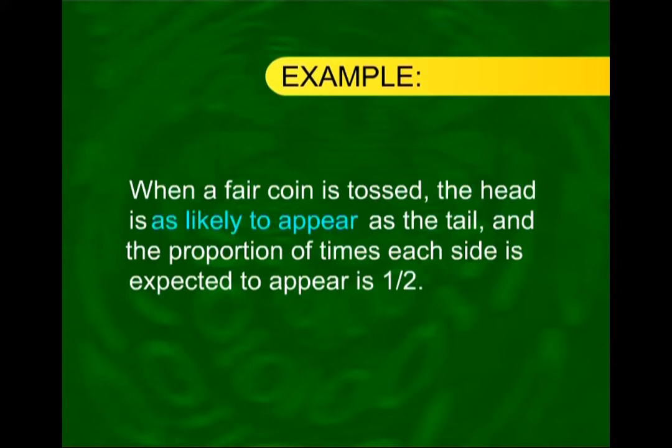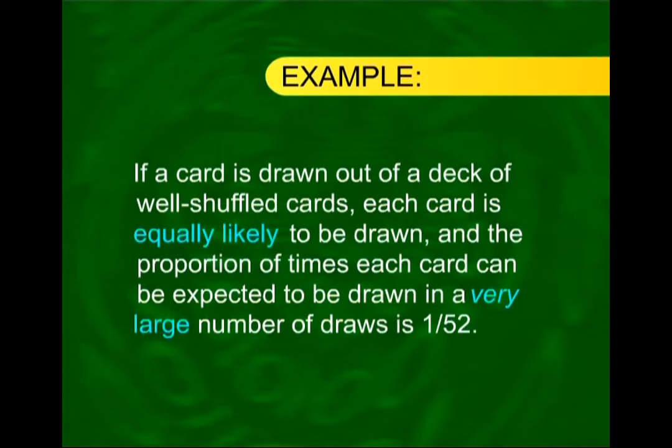For example, when a fair coin is tossed, the head is as likely to appear as the tail, and the proportion of times each side is expected to appear in a very large number of trials is 1 by 2. Similarly, if a card is drawn out of a deck of well-shuffled cards, each card is equally likely to be drawn, and the proportion of times that we would expect any card to appear in a very, very large number of draws will be 1 by 52.